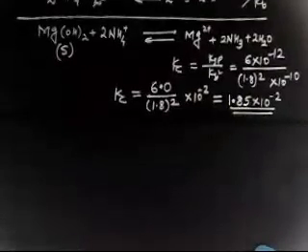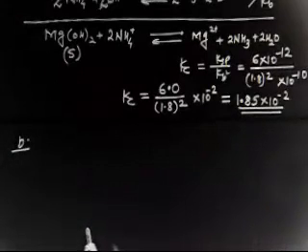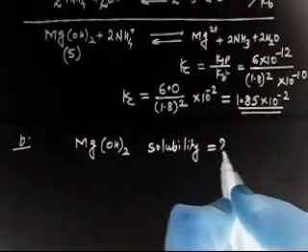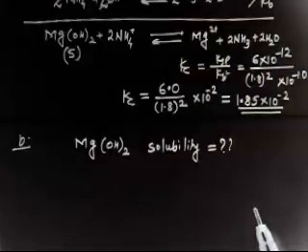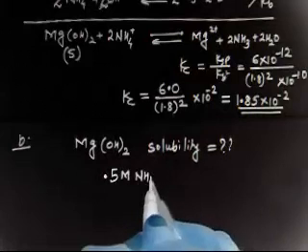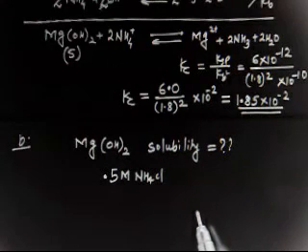Now this question also has the B part. B part says find the solubility of Mg(OH)2. So we have to find the solubility of Mg(OH)2. So what is the solubility? Now in a solution of 0.5 M NH4Cl, so initially the concentration of NH4+ is 0.5 M, before addition of Mg(OH)2.